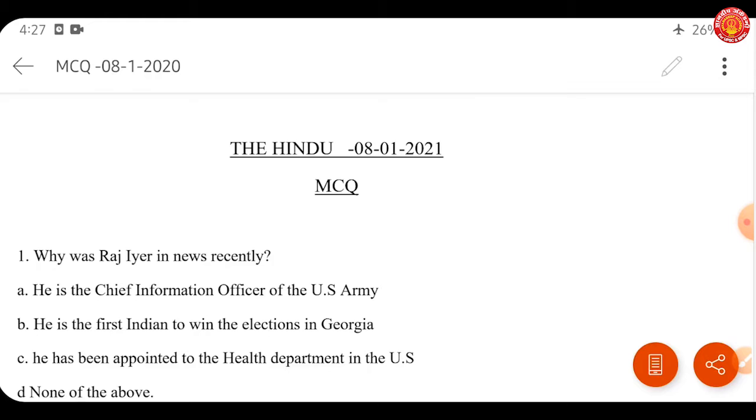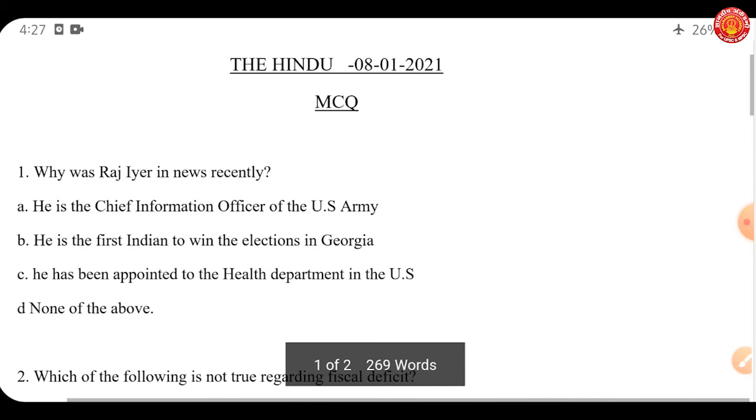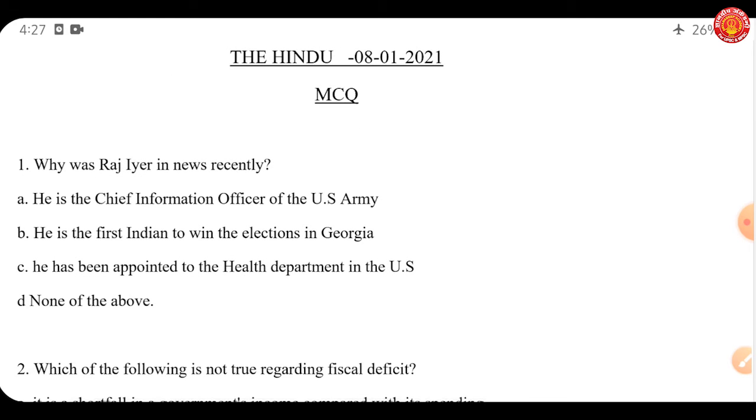So let's begin with the first question. Why was Raj Ayar in news recently? A. He is the Chief Information Officer of the US Army. B. He is the first Indian to win the elections in Georgia. C. He has been appointed to the Health Department in the US. D. None of the above.